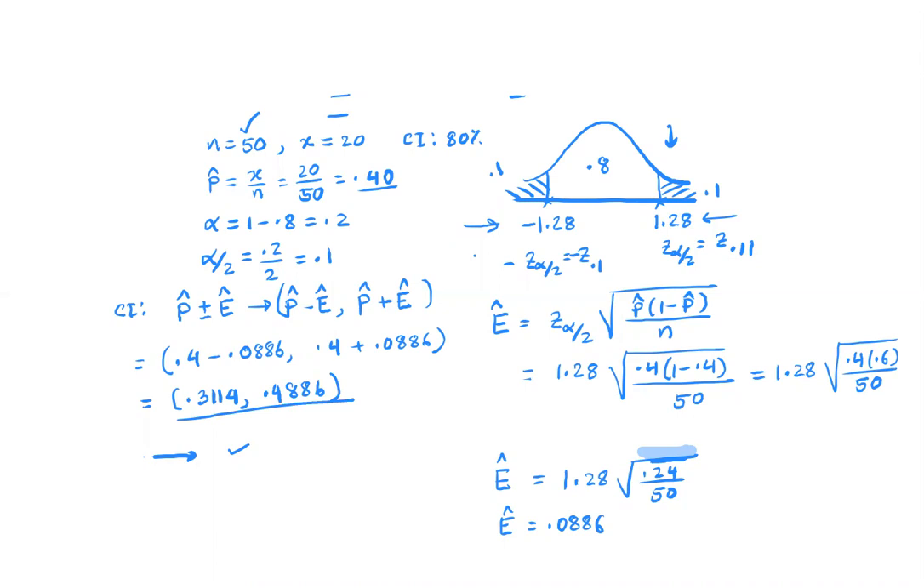Okay, that is your confidence interval. How confident are you? So this is between what percentage? This is between 31.14% and 48.86%. Okay.